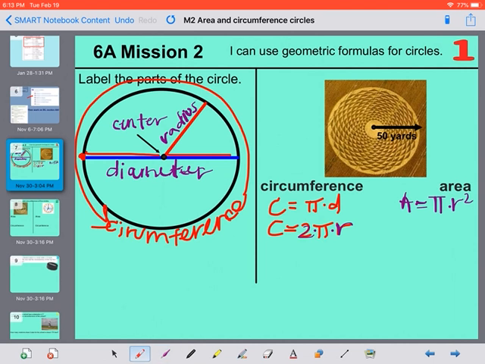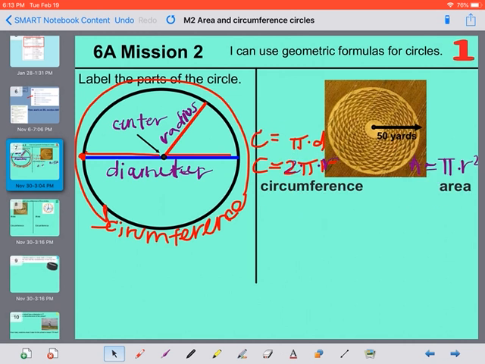So I'm going to actually move these up here so we can have a little bit more space. Let's take a look at our first question. It says right here that our radius is 50 yards. I know this is our radius because it goes from the center to the edge of our circle. So I'm going to use this formula, circumference equals 2 times pi times the radius, which is 50.